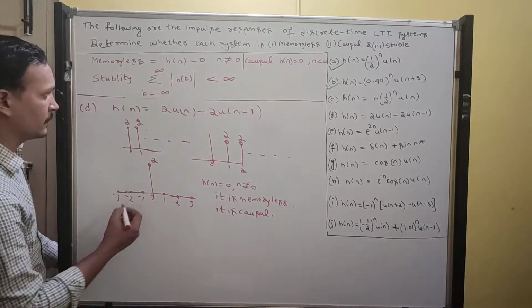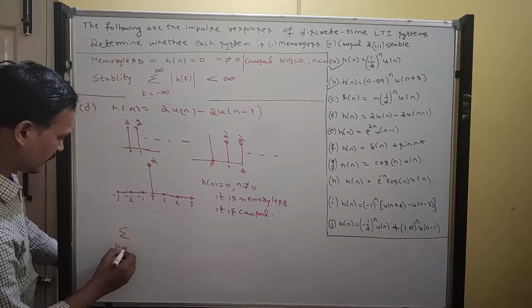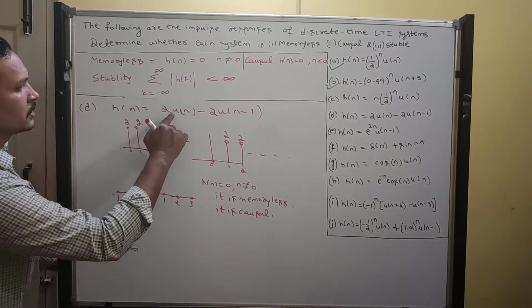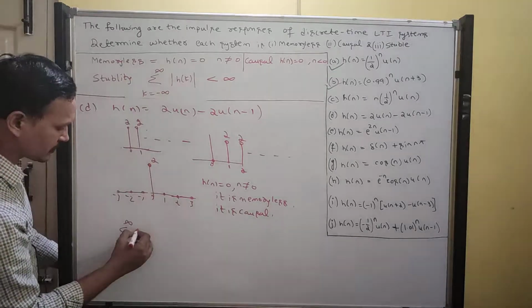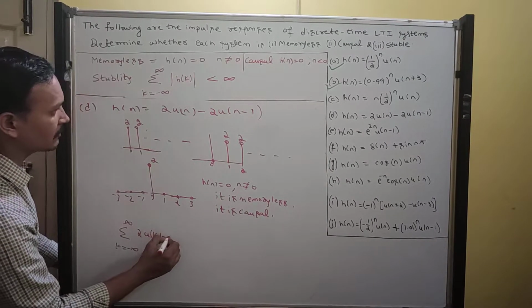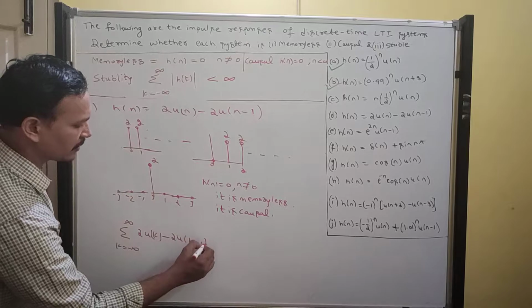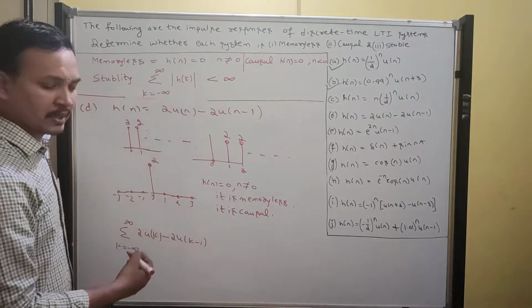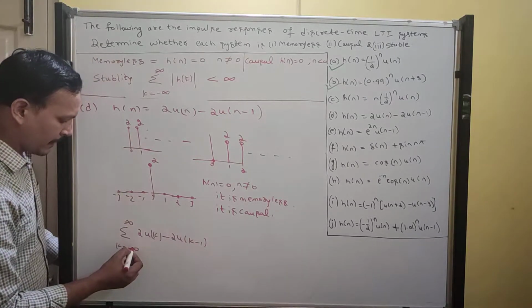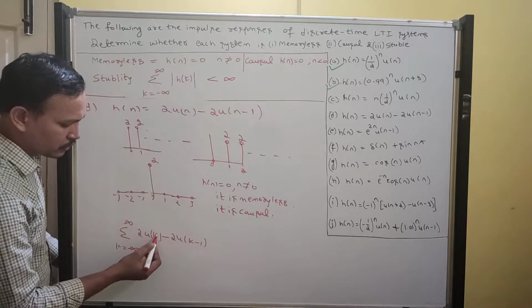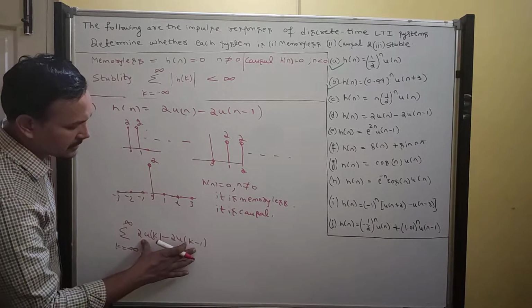Now, check for stability. So summation k equals minus infinity to infinity. Wherever n is there, put n equals k. So 2 into u of k minus 2 into u of k minus 1, that is 2 into k minus 1. So now apply the limits. What about 2 u of k? See, I sketched this entire term.